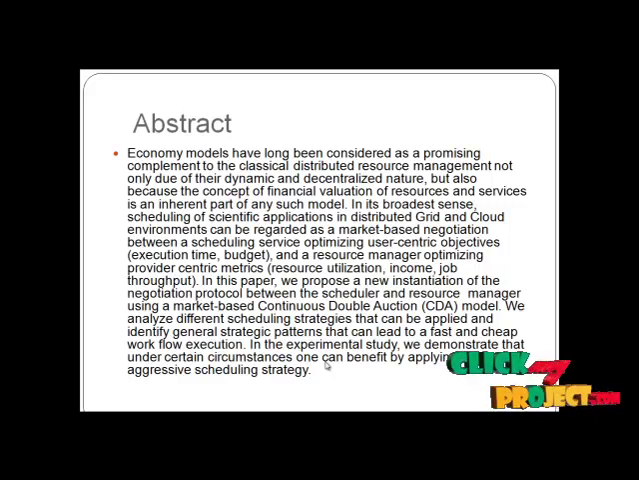Here we instantiate the negotiation protocol between the scheduler and the resource manager using a market-based continuous double auction model. We analyze different scheduling strategies that can be applied and identify general strategic patterns that can lead to a fast and cheap workflow execution. From this, we optimize the execution time of the grid resource.